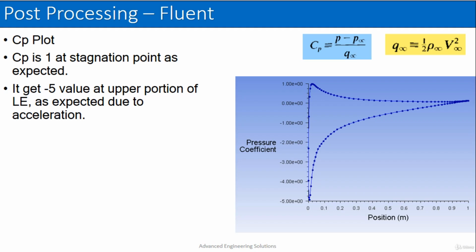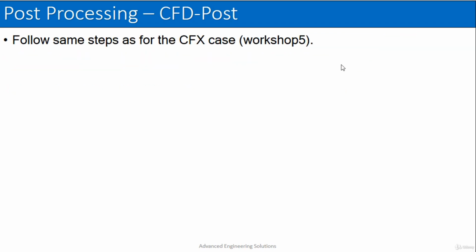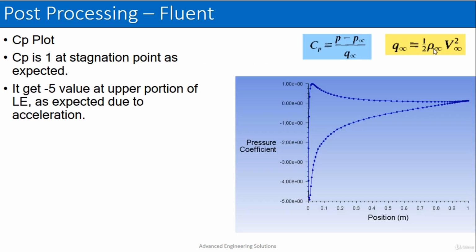The next thing is to plot the XY plot for the CP, which is the coefficient of pressure. And the CP is defined as the pressure minus P infinity, which is the pressure at the free stream, which is 101325, or in our case it's 0, divided by the aerodynamic pressure, which is 1/2 density of the free stream flow times the velocity squared, which is again the free stream velocity, coming from the outside to the domain.